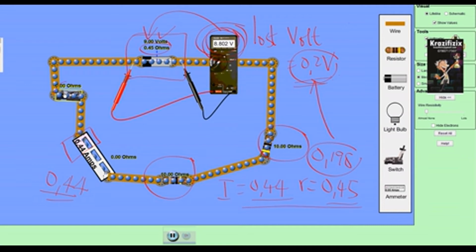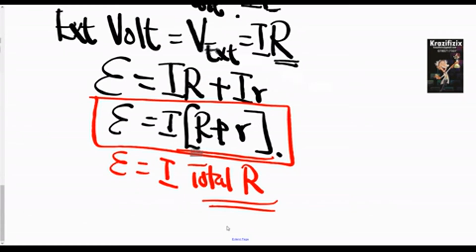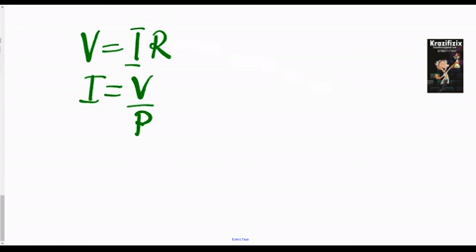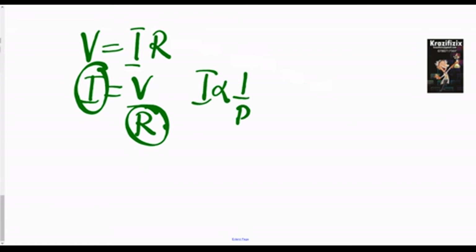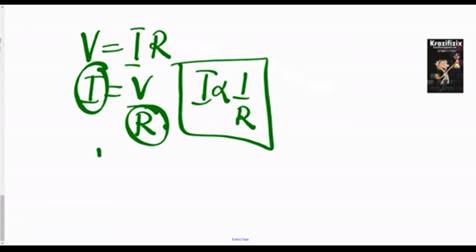All right, before we round up this session, I want to just finish some definitions for us, things we need to know. Since V equals IR, what is going to happen? I can therefore be V over R, which already means that your I and R are inversely proportional. We need this information. When resistance increases, what happens? Current decreases. Let's confirm that.